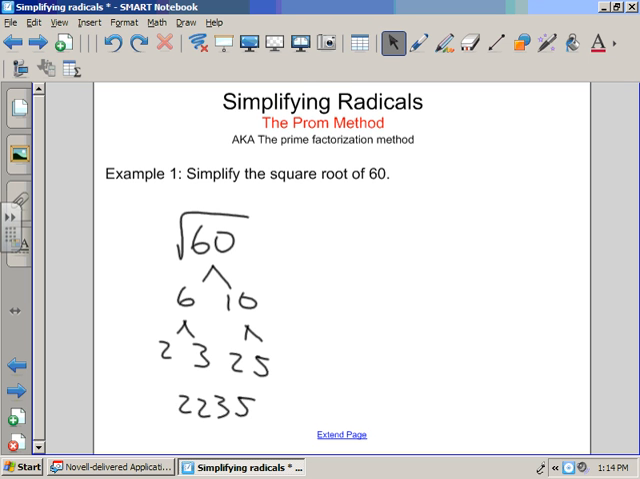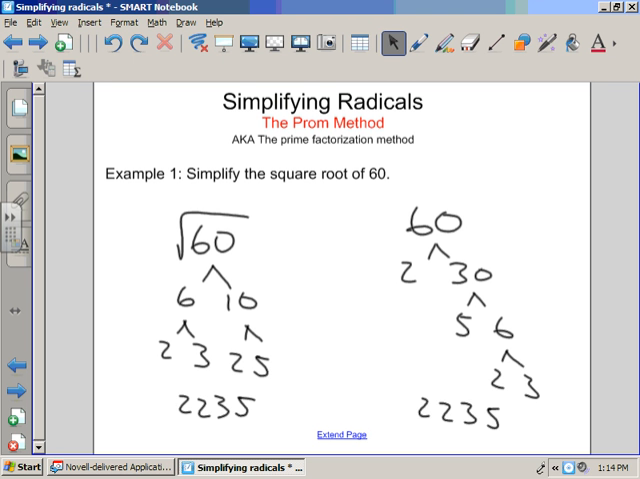Let's say I decided to try 60 a different way. Instead of saying it was 6 times 10, maybe I thought of 60 as being 2 times 30. And then maybe I thought of 30 as being 5 times 6, and 6 as being 2 times 3. When I write these from smallest to largest, I get 2, 2, 3, and 5. Notice that no matter how I go about factoring 60, the prime factorization is 2 times 2 times 3 times 5.